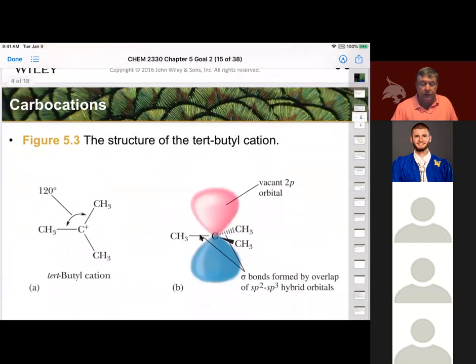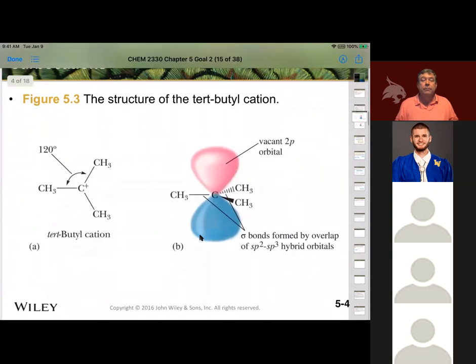Okay, so if we look at the structure of it, the structure of the carbocation is trigonal planar. Okay, and if we think about that, we have sp2 hybridized carbon, right? So our sp2 hybridized carbon is trigonal planar, and it has 1 p orbital available for bonding.